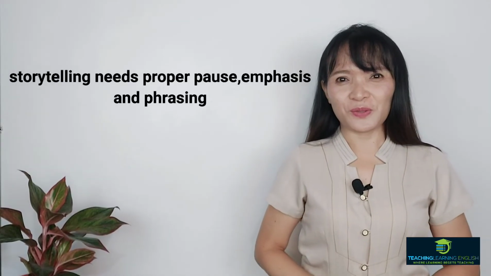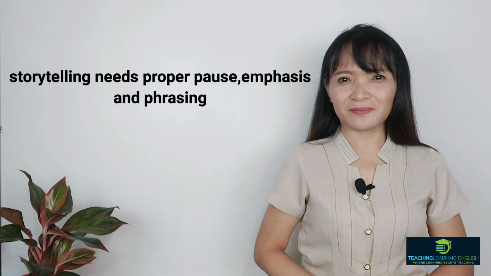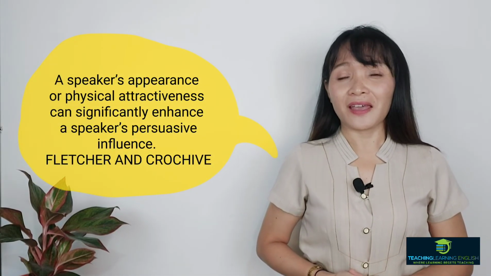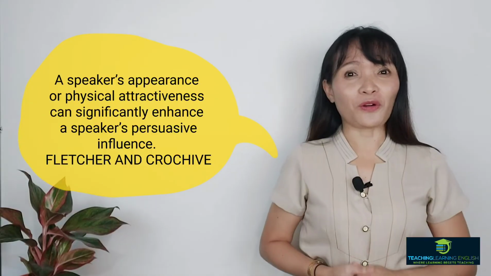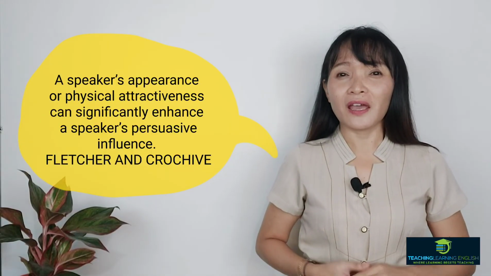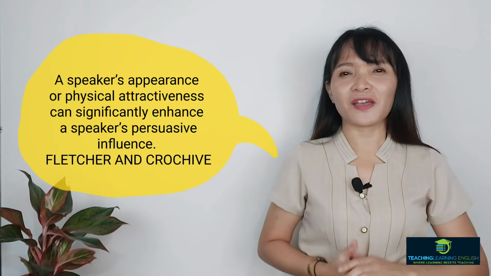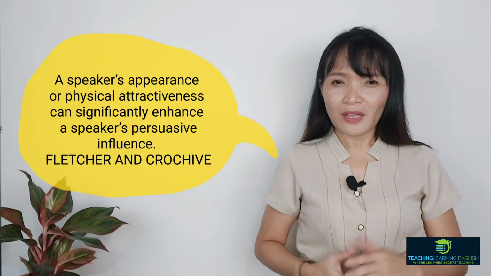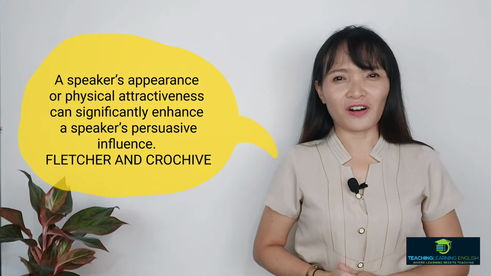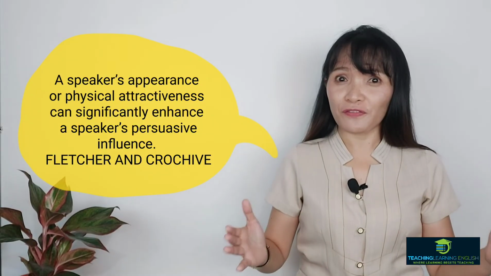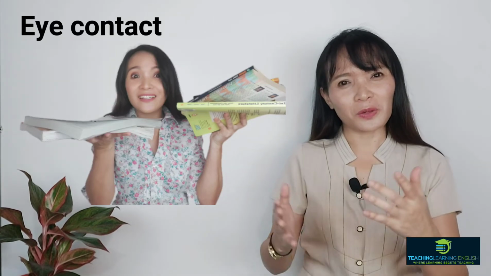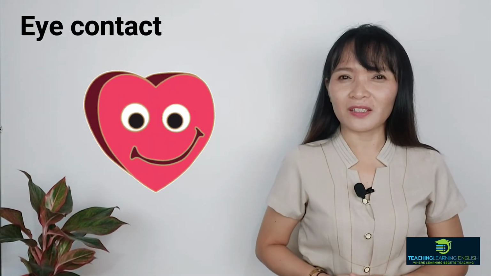Let's proceed to the physical elements. According to Fletcher and Khrushchev in 2001, they said that a speaker's appearance or physical attractiveness can significantly enhance a speaker's persuasive influence. Wow! That's why you should look good in front of the people. First thing first is eye contact. It is our culture that when we talk to a person, we should maintain eye contact.